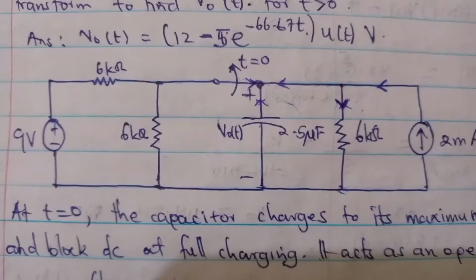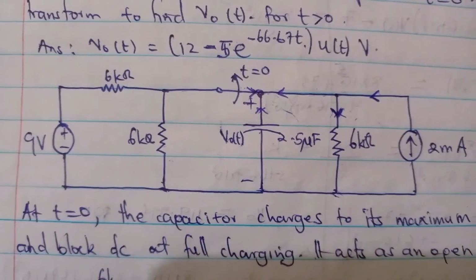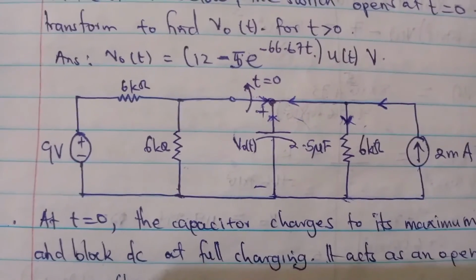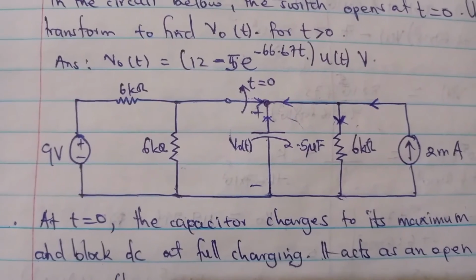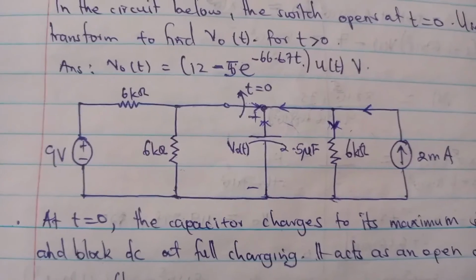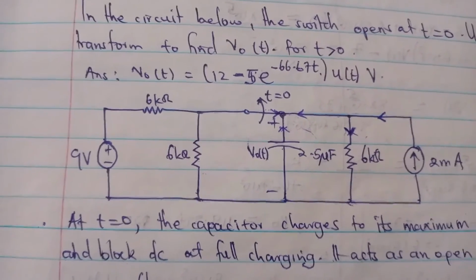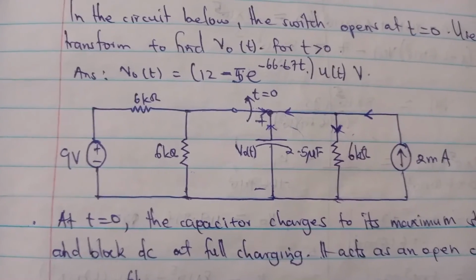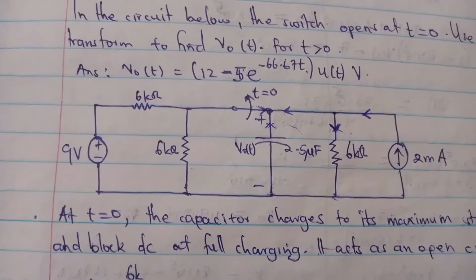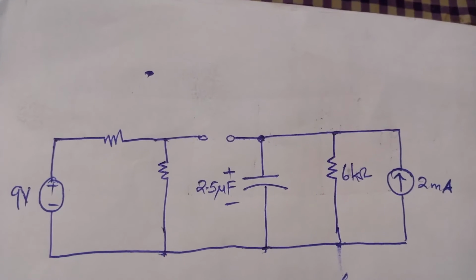When t is greater than 0, we are seeing clearly that according to our circuit, the switch opens. When the switch opens, we are having a circuit of a kind that the 9 volt source is now cut off. It is not taking part in our capacitive circuit. So we are having a capacitor entirely acting as a voltage source or current source. That is the circuit when the switch is opened.